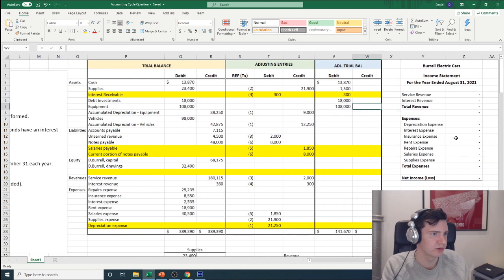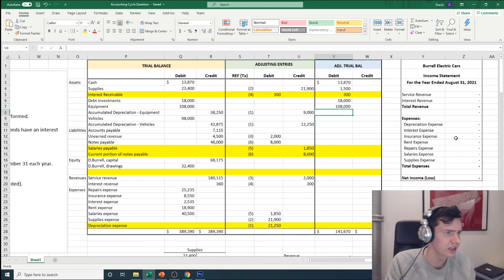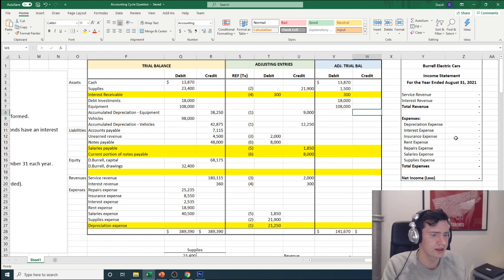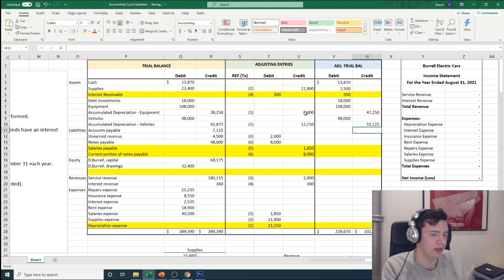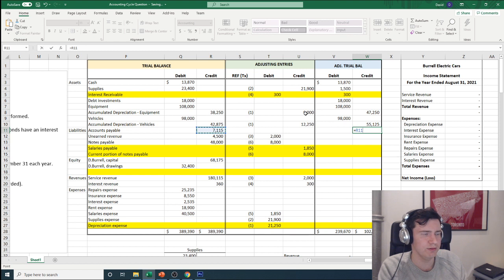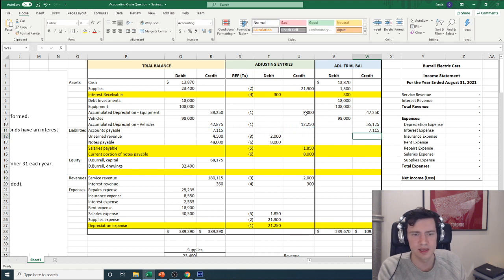So let's move on. Accumulated depreciation, 38,250 plus 9,000. So we're going to add the two, since they're both credits, 47,250. Now vehicles are going to be 98,000 since we didn't have any adjusting entry. Next, accumulated depreciation has a credit of 42,875, and then we adjusted it by 12,250. So we're just going to add those two. And accounts payable is going to be 7,115. We didn't have any adjustments, so those are just going to be added together.